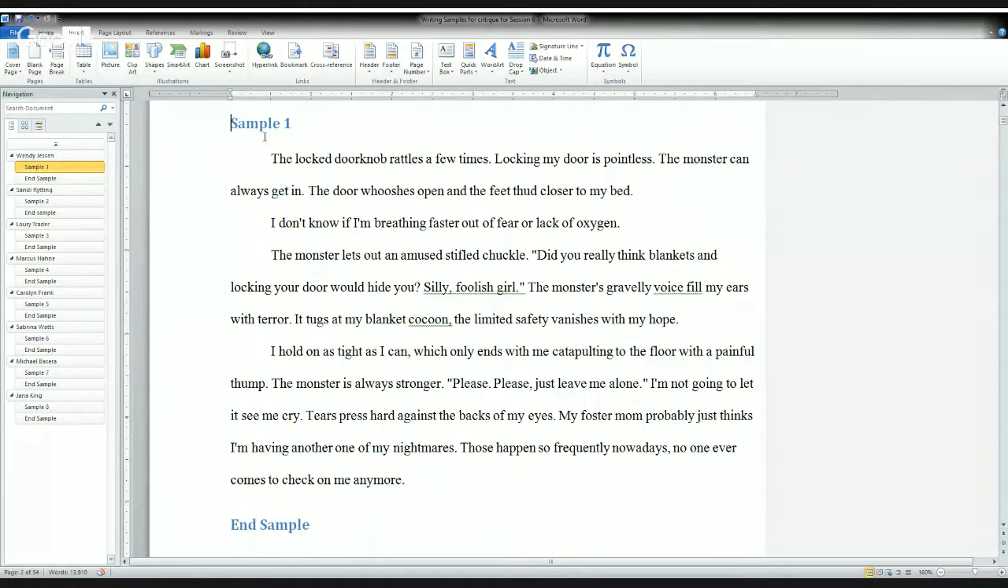Okay, sample 1. This is Wendy Jensen's. The locked doorknob rattles a few times. Locking my door is pointless. The monster can always get in. The door whooshes open, and the feet thud closer to my bed.